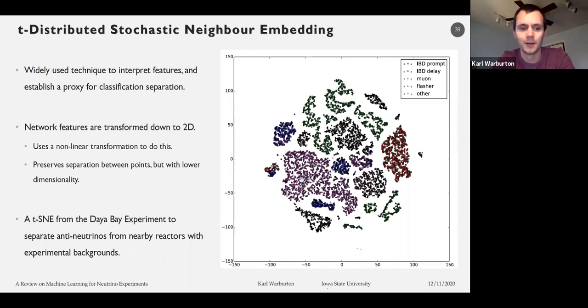For this t-SNE here from Daya Bay, you can see that this purple region here is very clearly distinguished from everything else, as is this red block over here, which are from their so-called IBD delayed decays. I forget exactly what they are, but you can basically see that it's very clearly identified that this structure of events is very different from this cluster of events or this cluster of events.